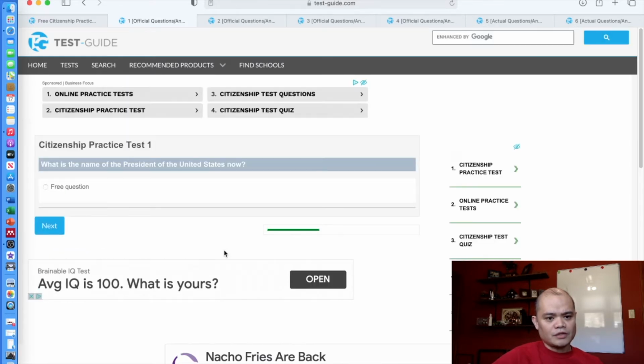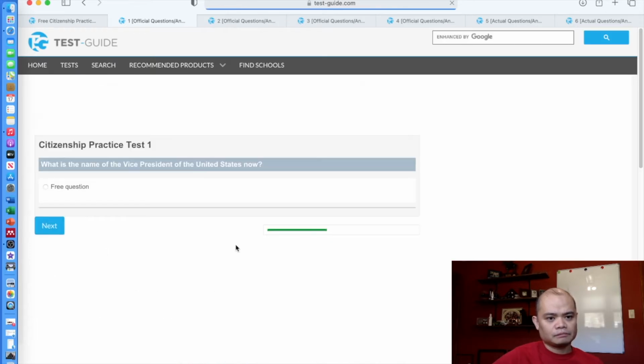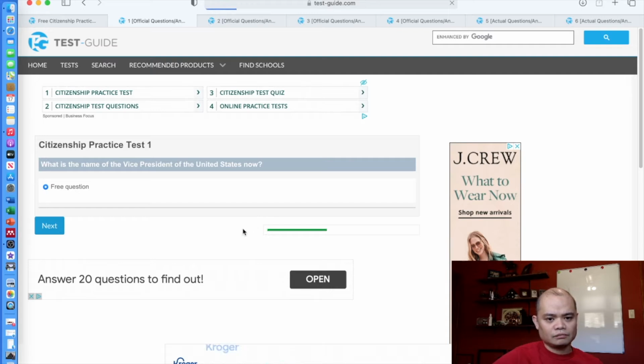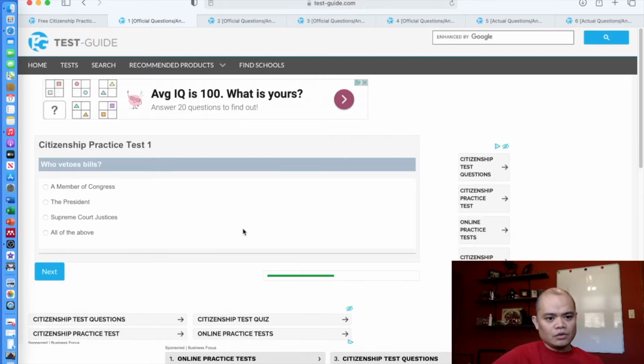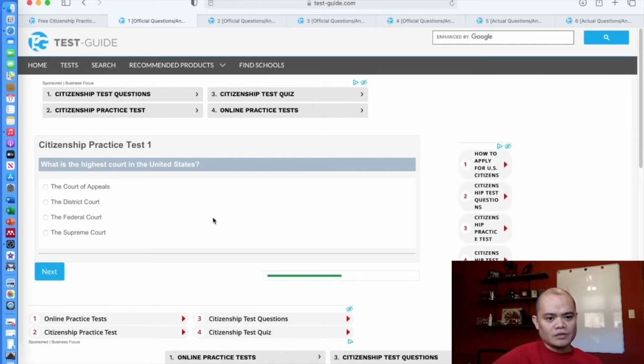What is the name of the President of the United States now? Joseph Biden. Free question. What is the name of the Vice President of the United States now? Kamala Harris. That's a free question. Who vetoes bills? The President. What is the highest court in the United States? The Supreme Court.